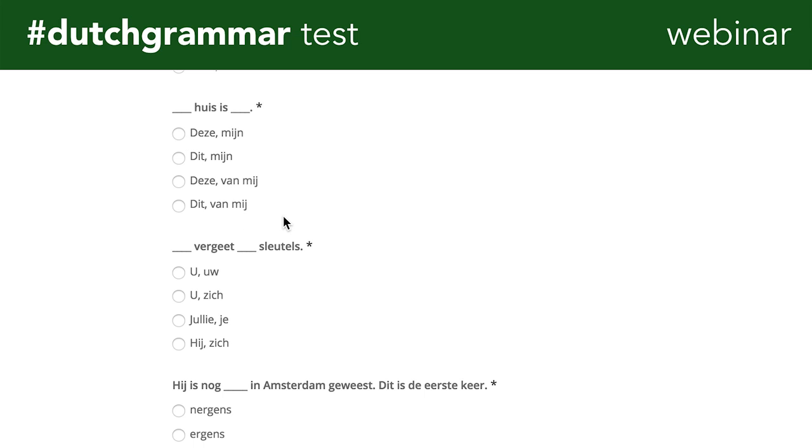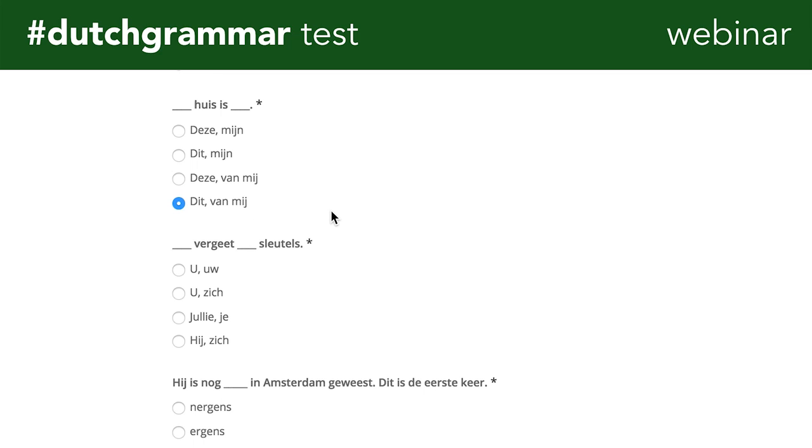This is a combination again of the demonstrative pronoun, lesson 19, and the personal pronoun as an object, lesson 17. Het huis, so only dit is correct. To indicate possession, we use van plus personal pronoun as an object. Dit huis is van mij.